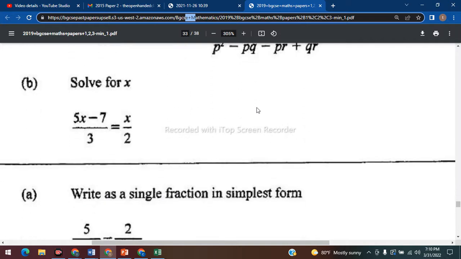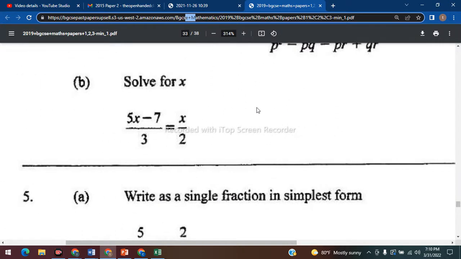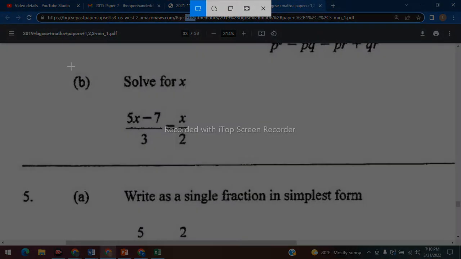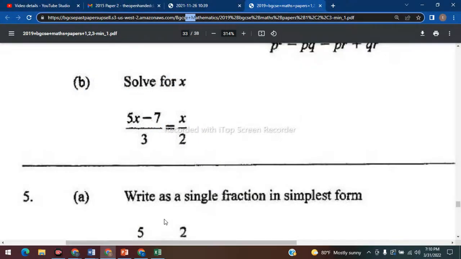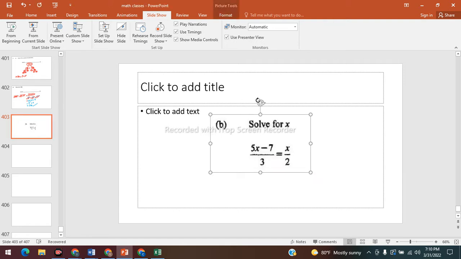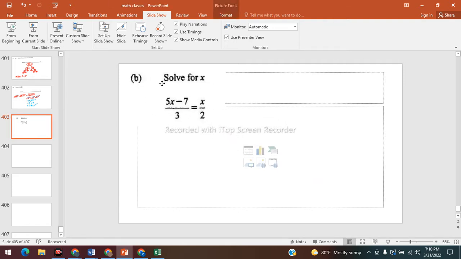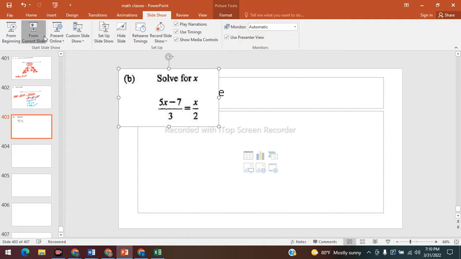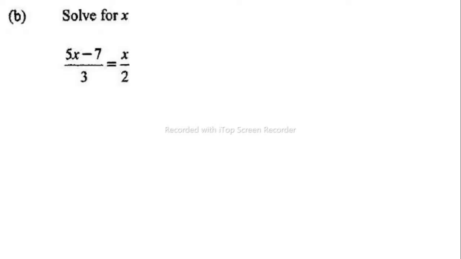Alright, so the next one, here we're going to solve for x. How would we do this? Any ideas? How do we want to solve for x? How do we go about doing it?